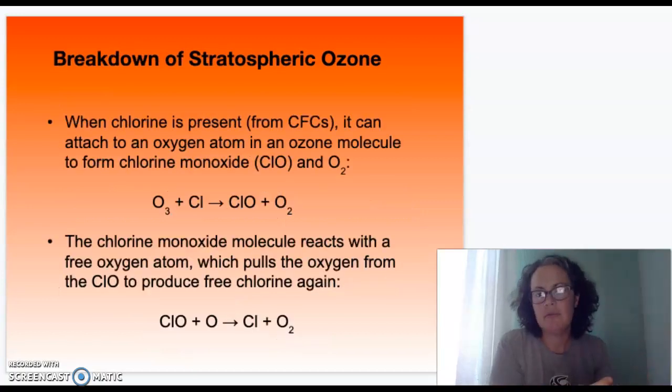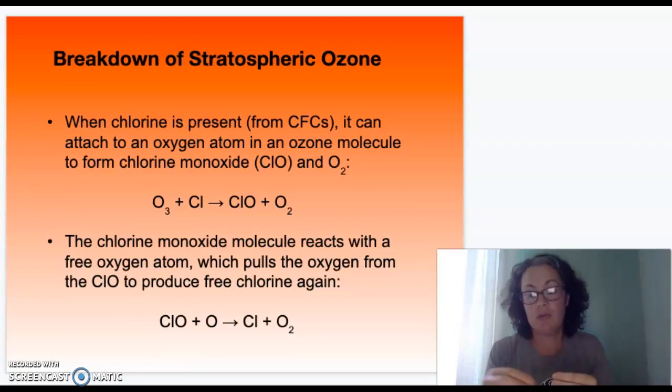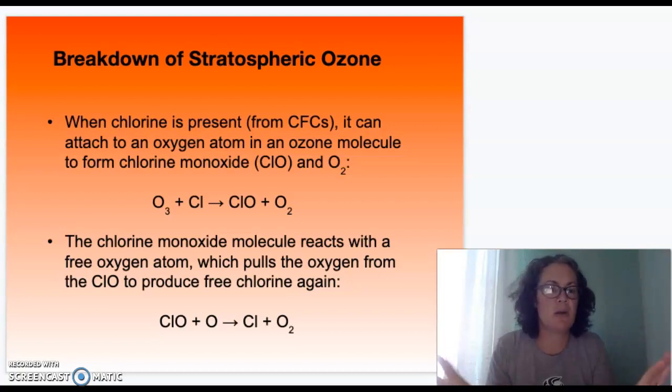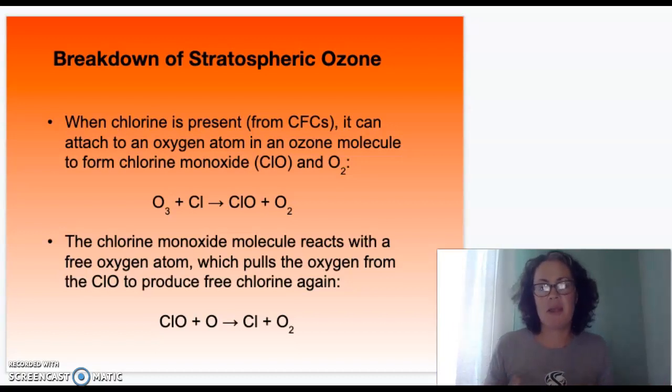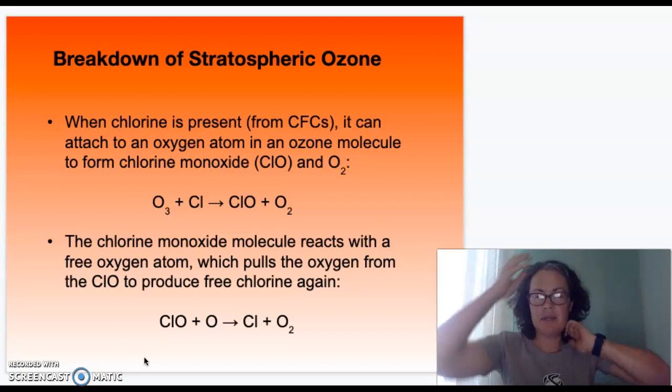The breakdown of stratospheric ozone into O2 and a single oxygen atom, and then the reformation, is a natural process. That's formation and then the breakdown, right? But what we're talking about is an artificial breakdown of the stratospheric ozone layer when chlorine is present from anthropogenic sources, CFCs, chlorofluorocarbons, that were used in propellants and refrigeration units, and are still in some refrigeration units. But we'll go over a little bit of the history of where this came from.